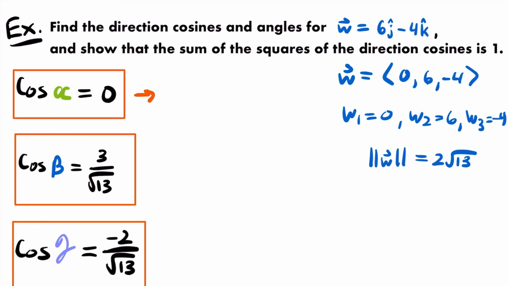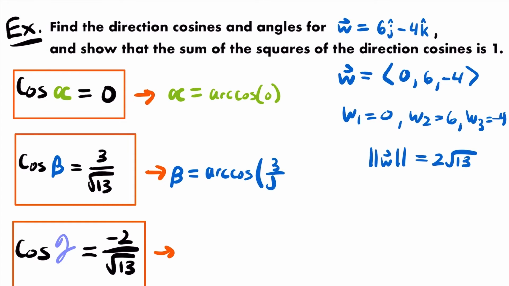But now, what we also want to find is the actual value of those angles. We need to know what each of these direction angles are equal to, alpha, beta, and gamma. All right, so in order to do that, we need to use the inverse cosine function, or the arc cosine function, on both sides of the equation. So if we do that, we'll have that alpha is equal to arc cosine of 0. We'll have that beta is equal to arc cosine of 3 divided by the square root of 13. And we'll have that gamma is equal to arc cosine of negative 2 divided by the square root of 13.